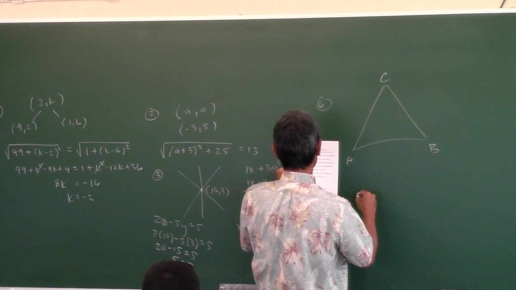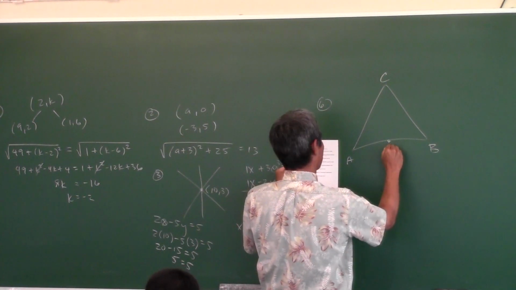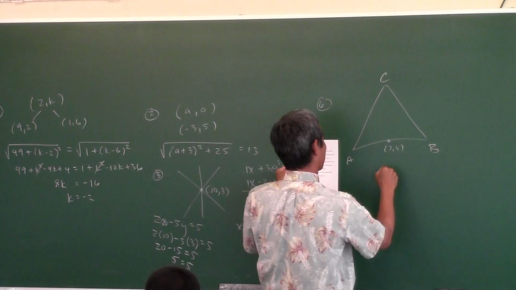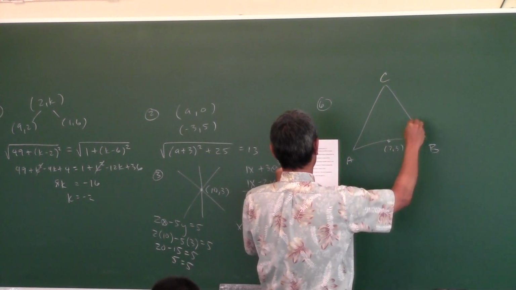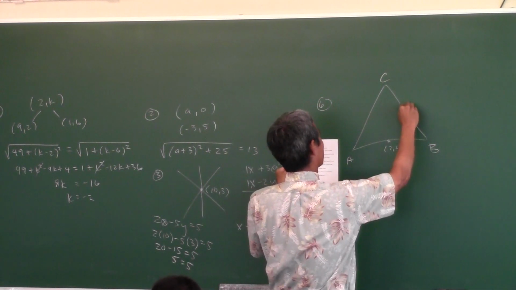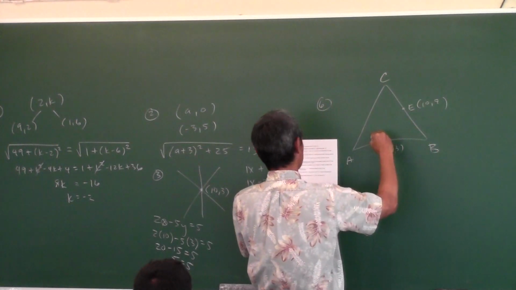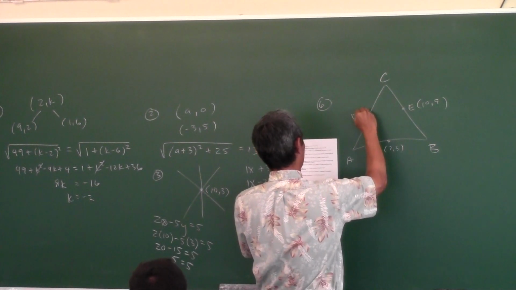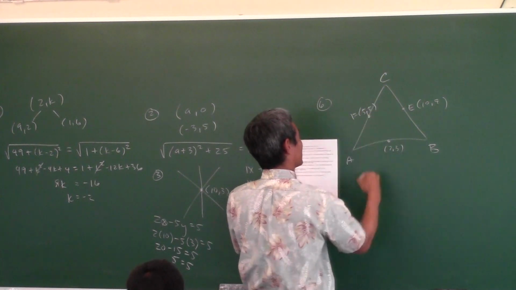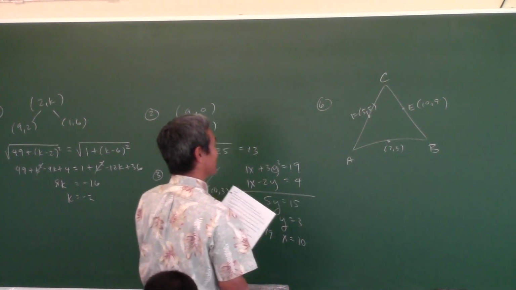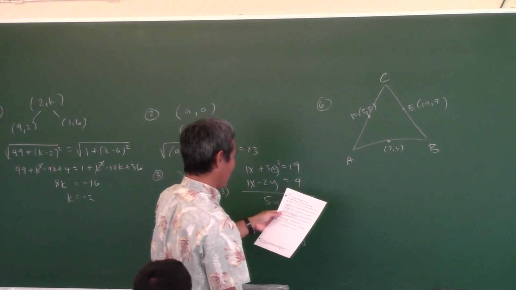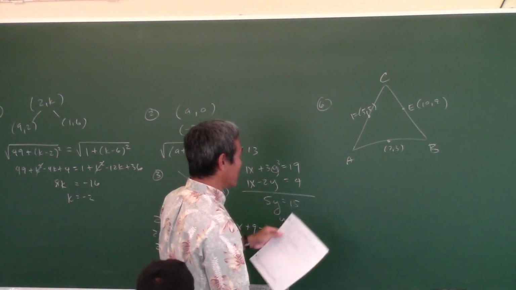Number 6. D is the midpoint of AB, so here's D, (7, 3). E is the midpoint of BC, (10, 9). And then F is the midpoint of AC, which is (5, 5). So this picture, I guess it's not great, but it's okay. Find the coordinates of A, B, and C.